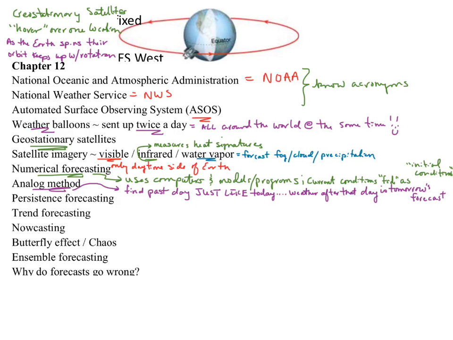Persistence forecasting is basically tomorrow's weather is going to be what today's weather is. Okay, so basically the weather is just going to persist.